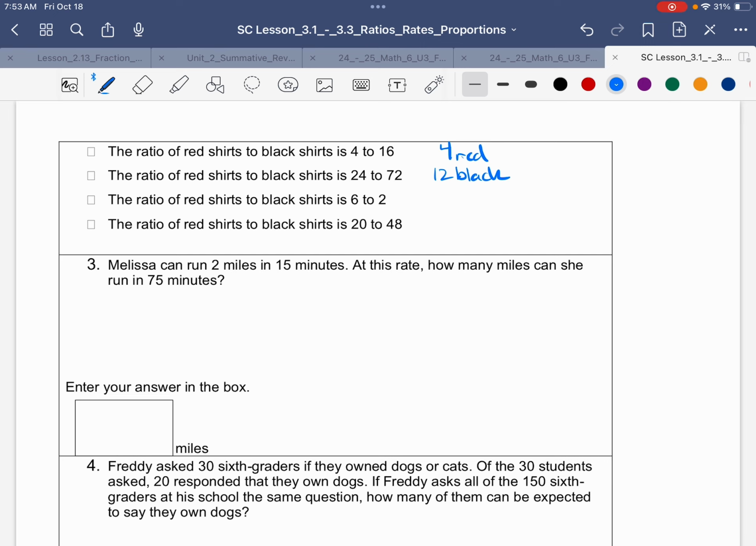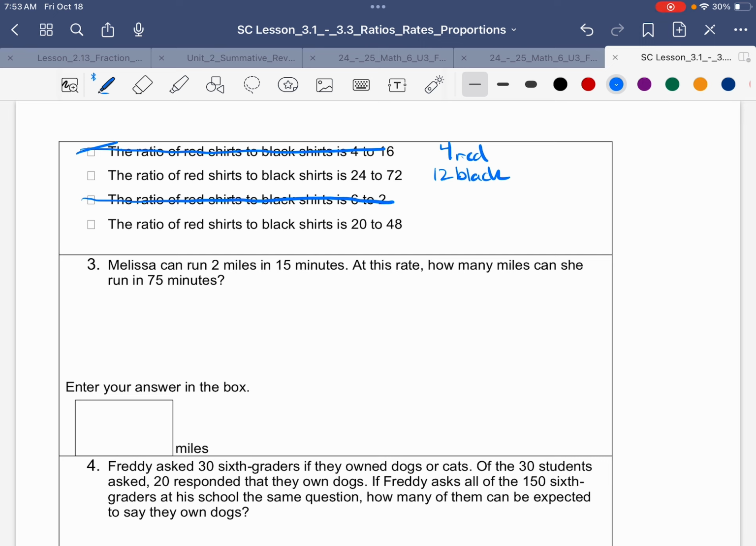The ratio of red to black is 4 to 16. No, it's 4 to 12. So that can't be right. This one is wrong. And this one says 6 to 2. That's actually wrong as well. So now we're just working with these 2 here.